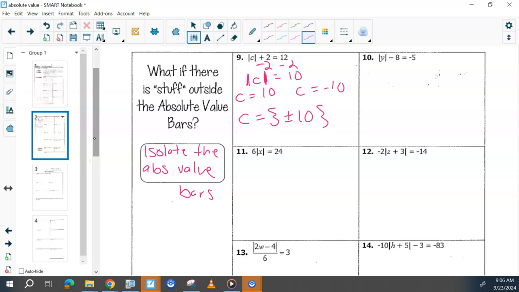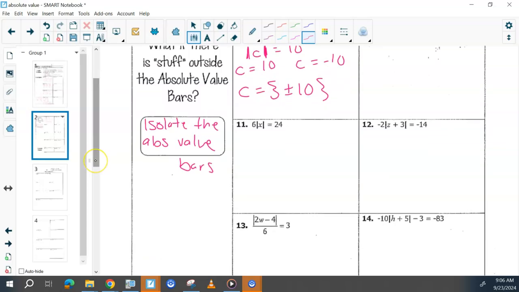Let's try 11. How would we start solving that one? Divide by 6. So it's now isolated. Now we can drop it, set it equal to both a positive and negative. In this case, there's nothing to solve. Those are my answers. Questions so far? Yes. Do we have to do the plus and minus? You could write it out: -4, then +4.